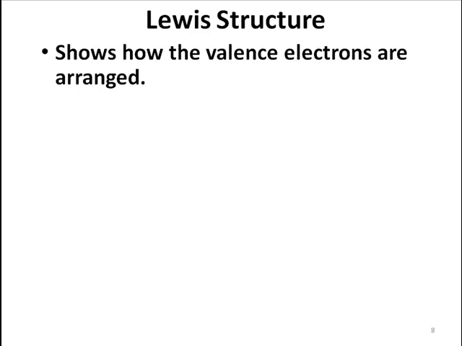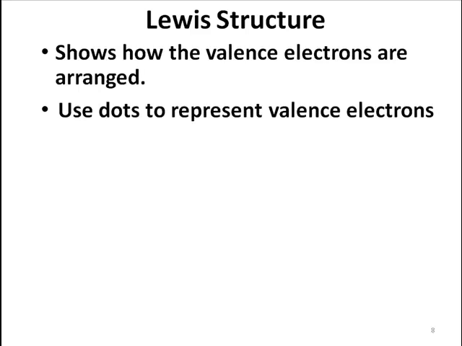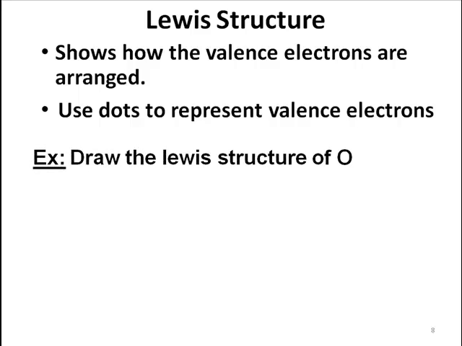So the first part is the Lewis structure. This shows how the valence electrons are arranged. It uses dots to represent valence electrons. It was invented by G.N. Lewis, a professor at Berkeley, and it is a very, very simple model. It's the simplest model I know of to explain chemistry, period. And it's really cool because it often works perfectly.